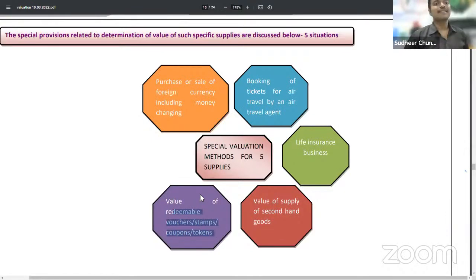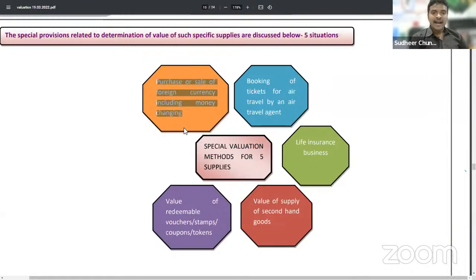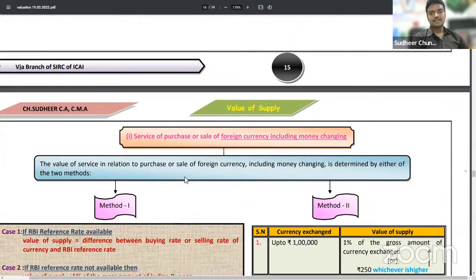Sir, we are in rule number 32. We began the valuation chapter where basics were completed, and in the second part, rule 27 to rule 31 we have completed. Now we are in rule 32. Internally, how many valuations were given? 5 different types of valuations. So now let me begin with the first one. Sir, what is the first one given here? Purchase or sale of foreign currency, including money changing. So let us begin with that aspect, sir.